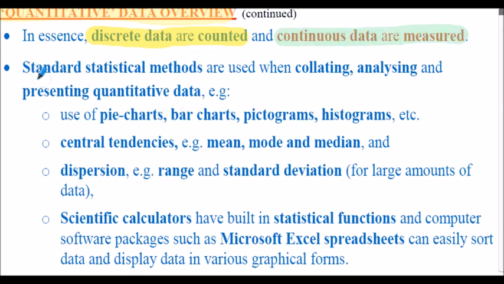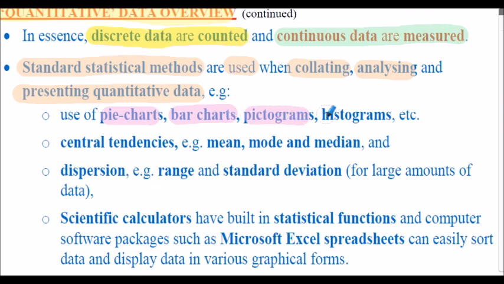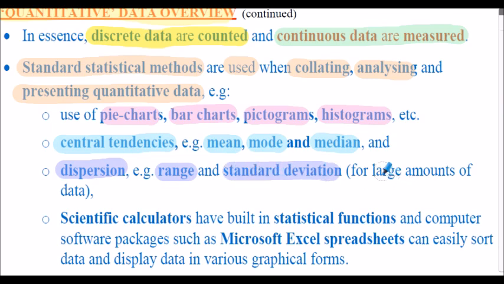As previously stated, standard statistical methods are used when collating, analysing, and presenting quantitative data, such as pie charts, bar charts, pictograms, histograms, frequency curves, etc. And we can also describe quantitative data in terms of central tendencies, such as the arithmetic mean, the mode, and the median. We can also calculate the dispersion, that's usually in the form of the range and standard deviation. The latter is particularly used for large quantities of data.